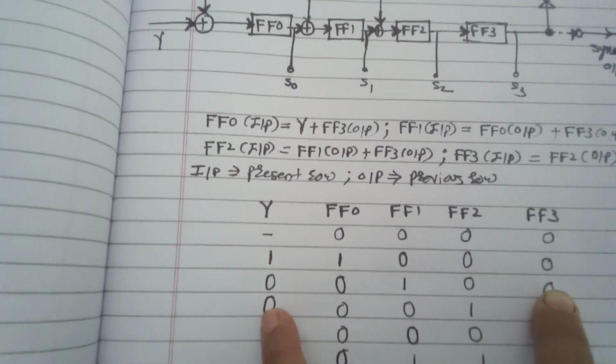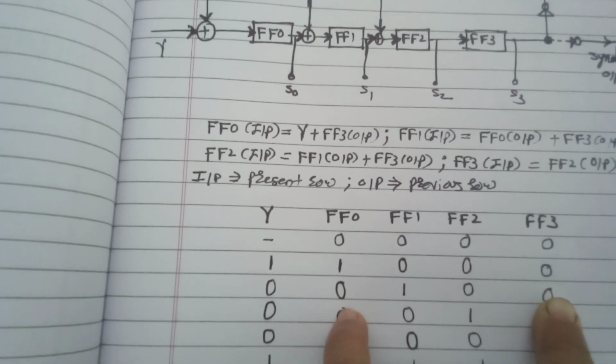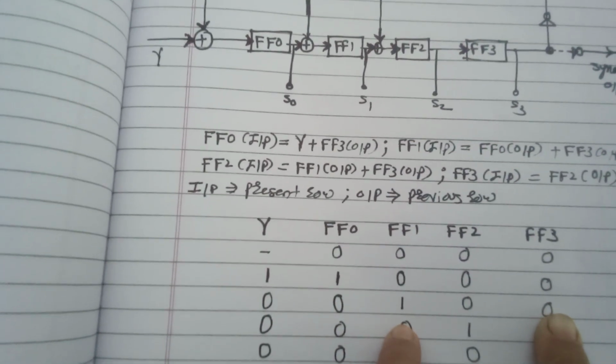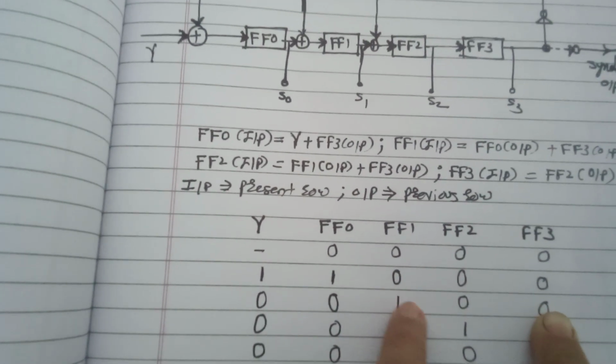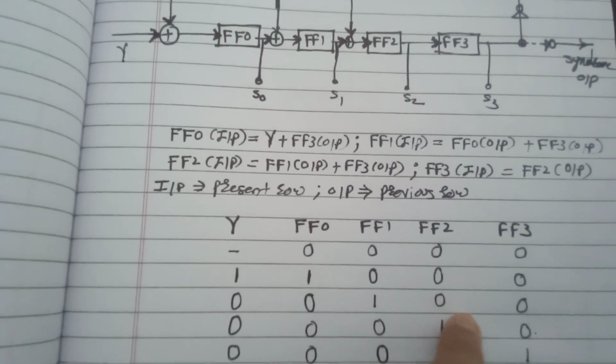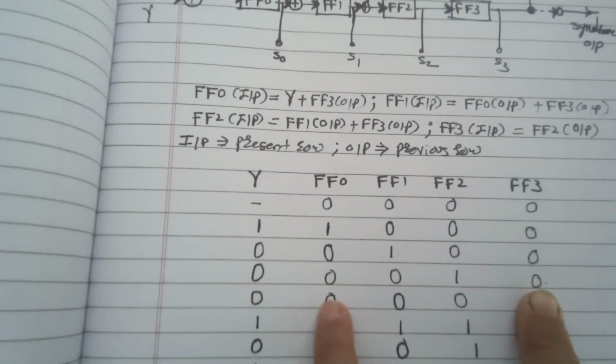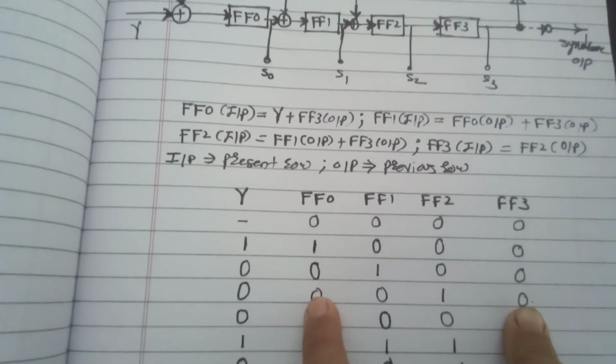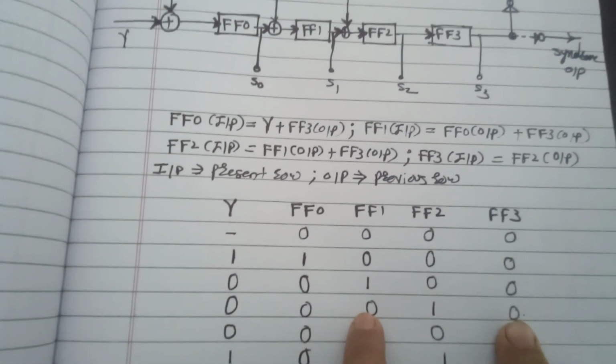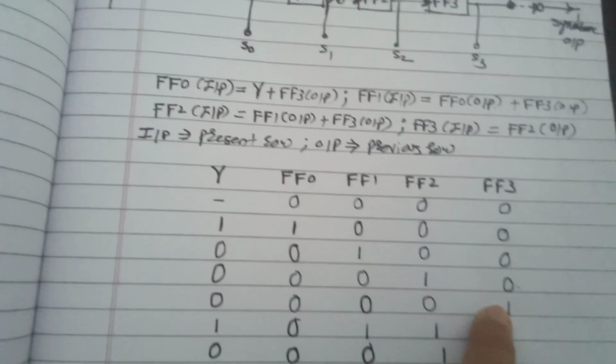So this 0 plus 0 is this 0. 0 plus this 0 is this 0. Then the 0 plus 1 is this 1. And this 0 appears here. Then 0 plus 0, this 1. 0 plus 0, this 0. This 0 plus 0, this 0. And this 1 appears here.